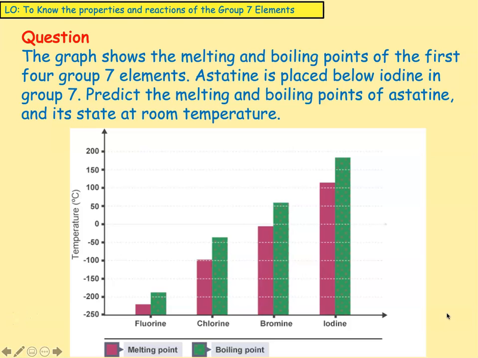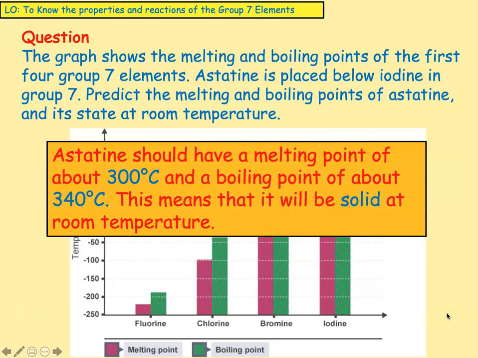Okay, so let's see if you were correct. So astatine should have a melting point of about 300 and it has a boiling point of about 340. So that means because it's so high above room temperature, it will be a solid at room temperature.